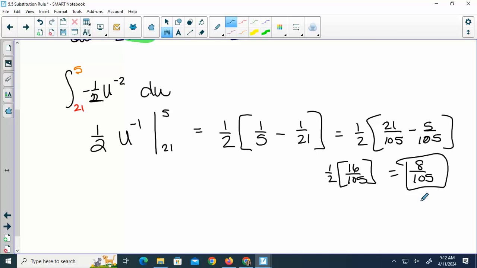Are you guys okay with me changing my limits so that I don't have to go back to x's at the end? I'm probably going to stick with this method. So now we're just practicing.